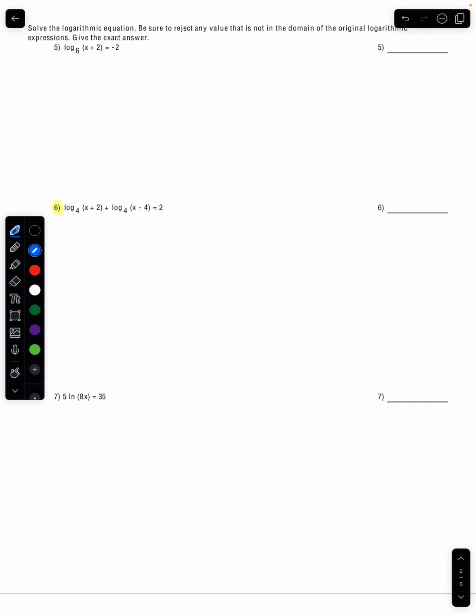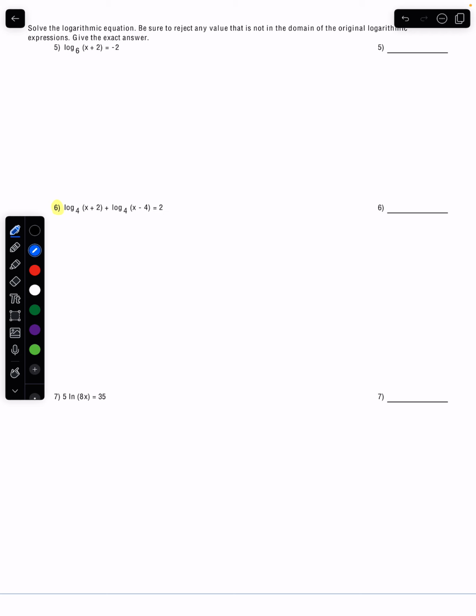Number 6, it says solve the logarithmic equation. Be sure to reject any value that's not in the domain. Give an exact answer. So again, we're going to solve for x, but when we get to the end, we need to check if it works for the domain. When we check for the domain of a logarithm, we cannot have any negatives inside the parentheses of the logarithm. So I'll show that at the end.